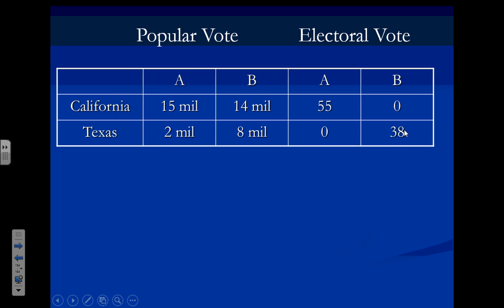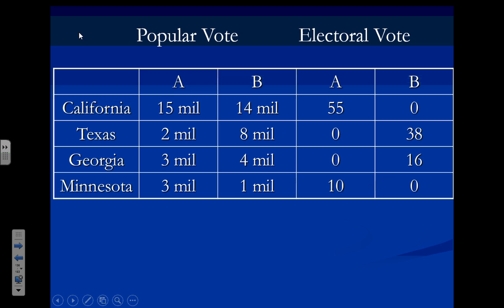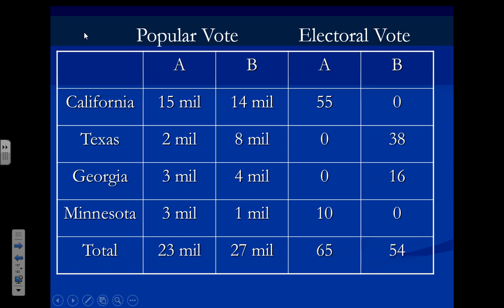In Texas, let's say 2 to 8 million, so candidate B gets those 38 electoral votes. In Georgia, we'll say 3 to 4 million apiece, and again, candidate B gets them all. So it's a fairly close election, but the losers of a state are getting 0 electoral votes. In Minnesota, we'll say candidate A got the 10 electoral votes because they won by a couple million votes. Just using these 4 states, if we look at popular vote, candidate A has 23 million. Candidate B is winning with 27 million popular votes. However, if we look at the electoral votes, candidate A is leading. If an election is close enough, it is possible that the candidate who receives the most popular votes actually loses the presidential election because they don't get enough electoral votes.